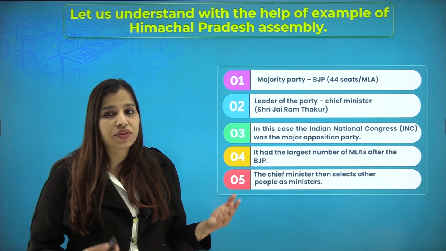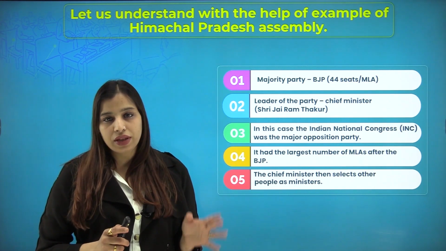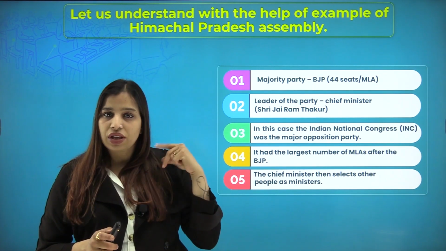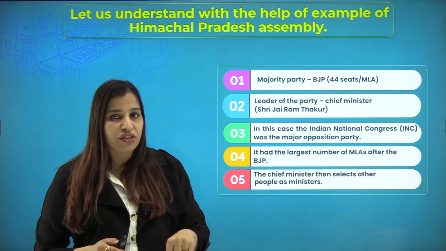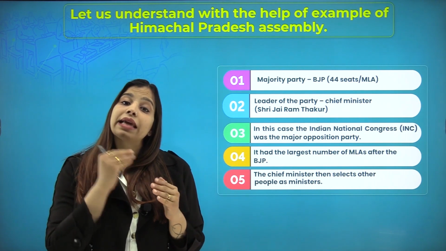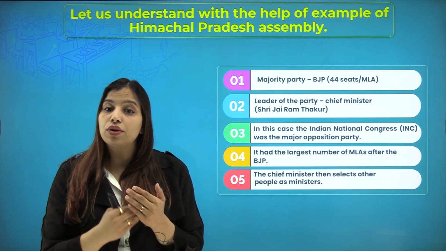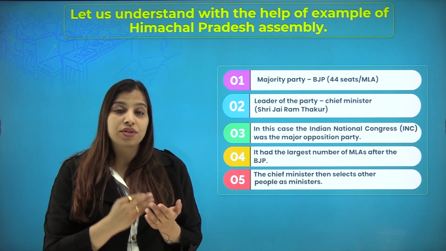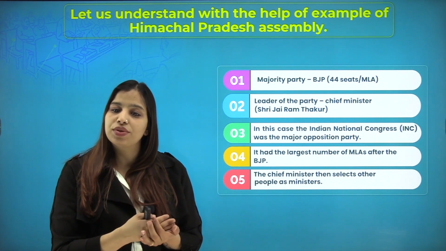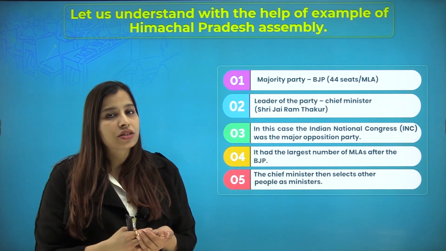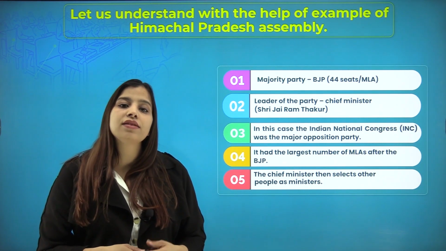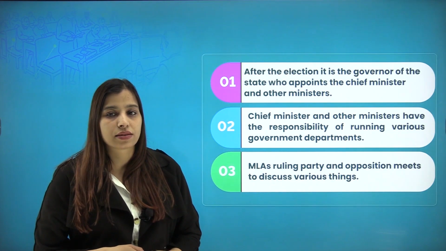Now what happens further, since the majority party was BJP, with 44 candidates, it becomes the ruling party. They will choose one person as their leader who will become the chief minister. So it is Shri Jairam Thakur. The second party which has the maximum number of members becomes the opposition party. That was INC with 21 members, so it becomes the opposition party, as it has the largest number of MLAs after BJP. And after this, the chief minister then selects the other people as ministers.